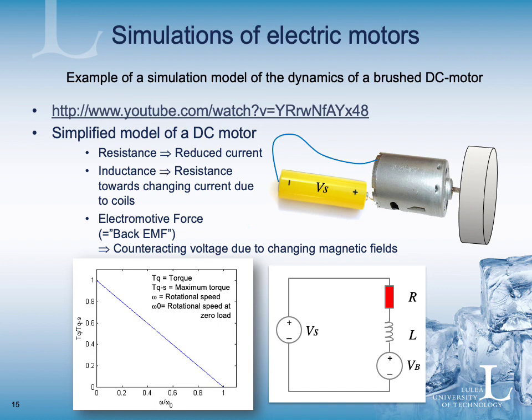This is then the simulation of the dynamic behavior of a DC motor. And you can follow this link and build up this Simulink model yourself. But what we have here is a simplified model of the DC motor. We have a resistance that reduces the current. We have an inductance, which is sort of a resistance towards changing current due to the coils inside the motor. And we have the electromotive force, back EMF, that is counteracting voltage due to changing magnetic fields. And the system you simulate looks like this. You have a flywheel on a brushed DC motor, and you have a battery that powers it.